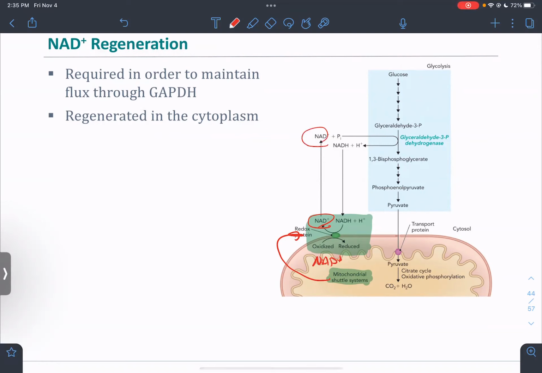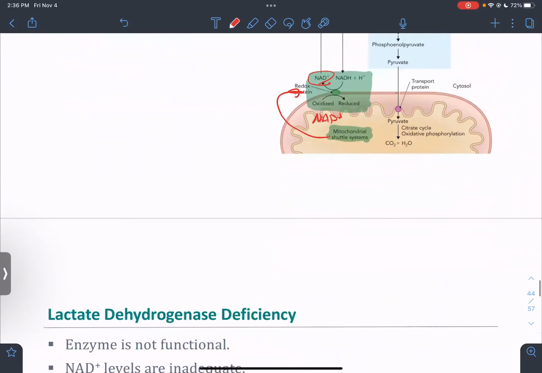And why do we need NAD+ for glycolysis? That's our glyceraldehyde 3-phosphate dehydrogenase. So the GAPDH enzyme is the one that requires NAD+ in order to proceed, right? So it's really, really critical that we regenerate that oxidized form of the NAD+ coenzyme. Otherwise, it's done. It's cooked. The more you exercise, you're just going to actually damage your muscles.